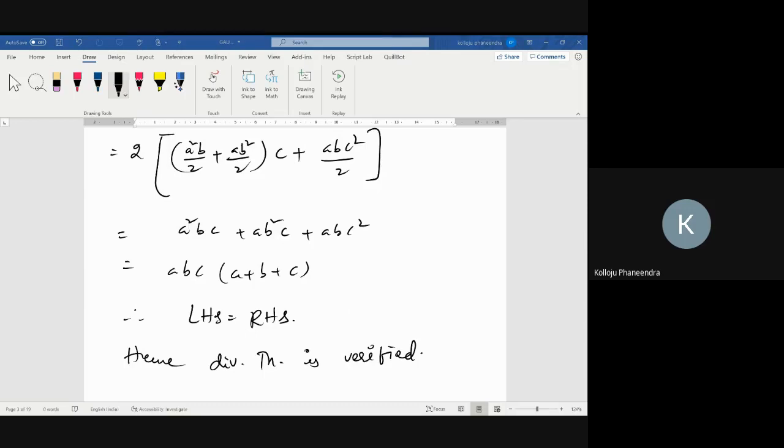Any doubts? This is the first problem only. Any doubts? Anyone respond? No, sir. Is it clear? Yes, sir. Okay. The next problem is verification. Why we need a verification? Okay. Next problem.